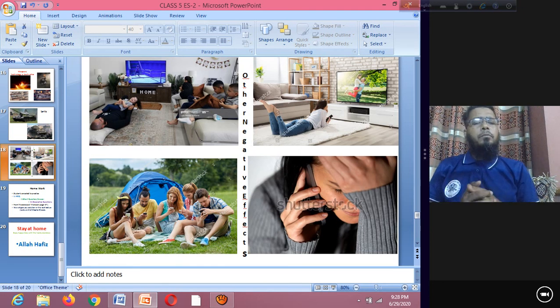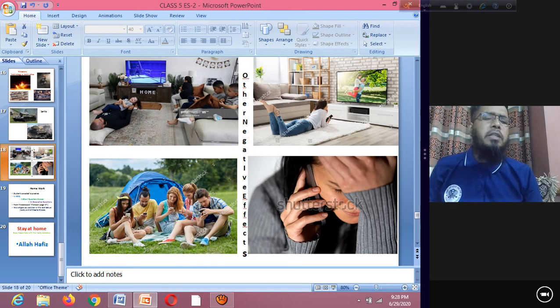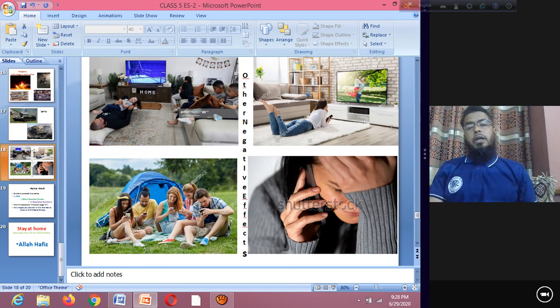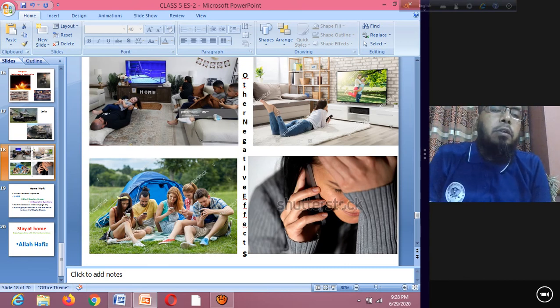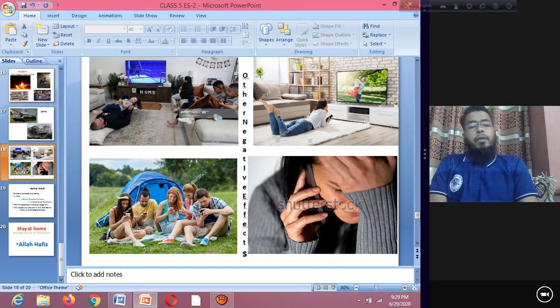And you know, mobile phones are used by hijackers or dacoits or bad people in many negative works. So they are using mobile phones in various negative works which are harmful for our society. So these are the negative effects of modern technology. So we will finish here.